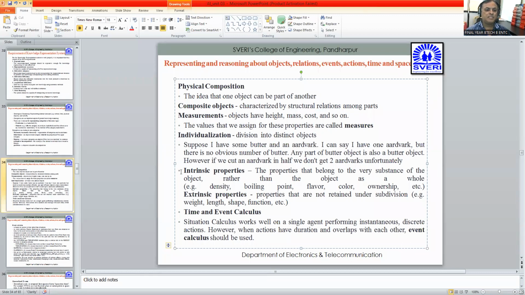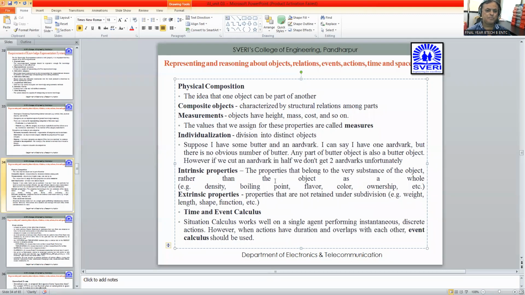Then comes the intrinsic properties. The properties that belong to every substance of an object rather than the object as a whole. If I say the whole object, then we don't consider it; every substance of that object, that property is called the intrinsic property.